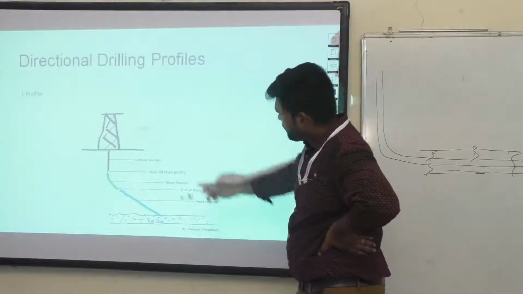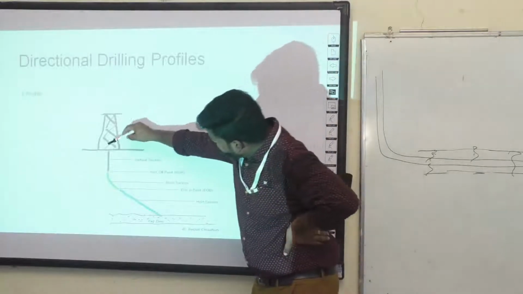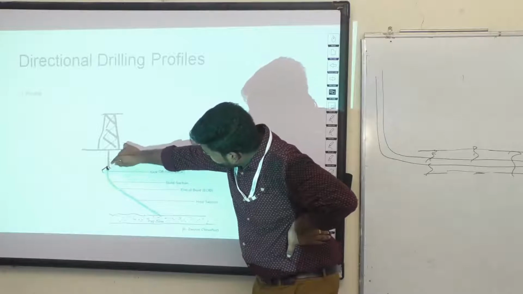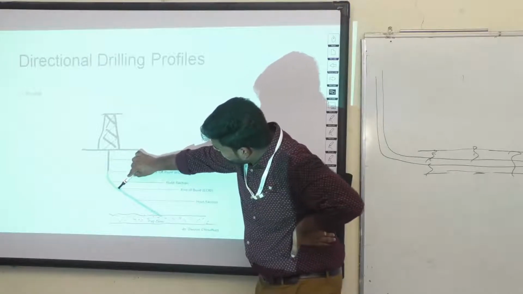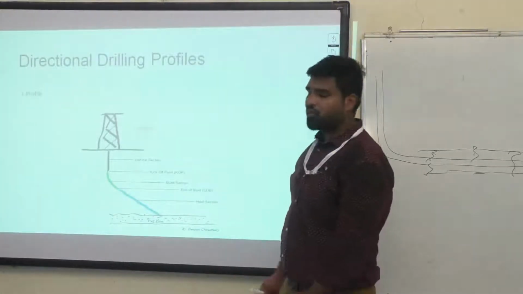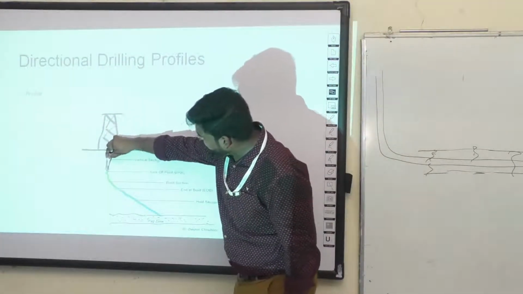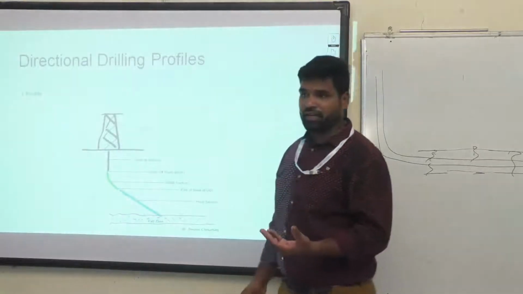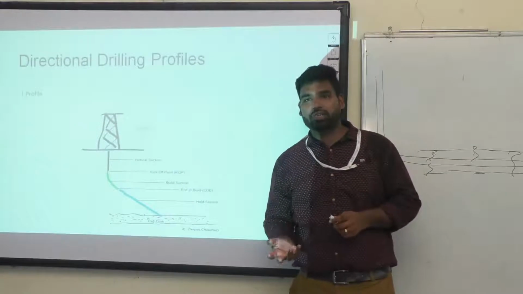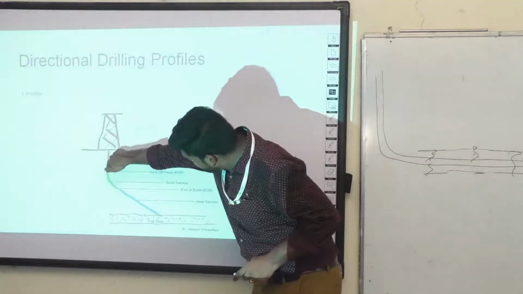If you see this, for the L profile you have one vertical section, from here to here. From there you get a build-up section, and from here you have a tangent section. So why did this name come for this one? As it is vertical, you are calling it the vertical section. From here, your well starts to deviate. The point at which the well starts to deviate is called the kick-off point. Have you seen this point? This is your kick-off point.